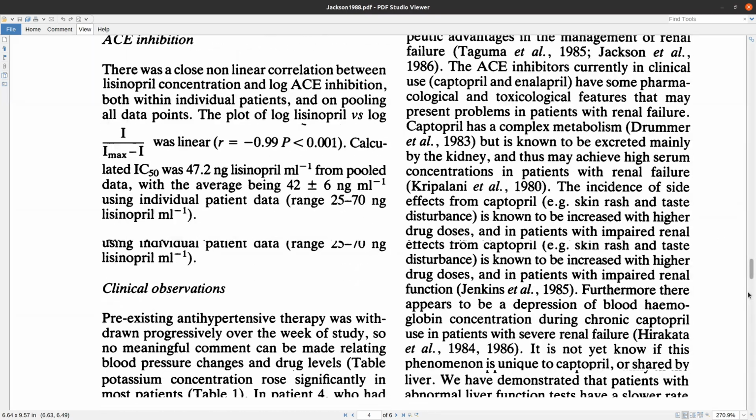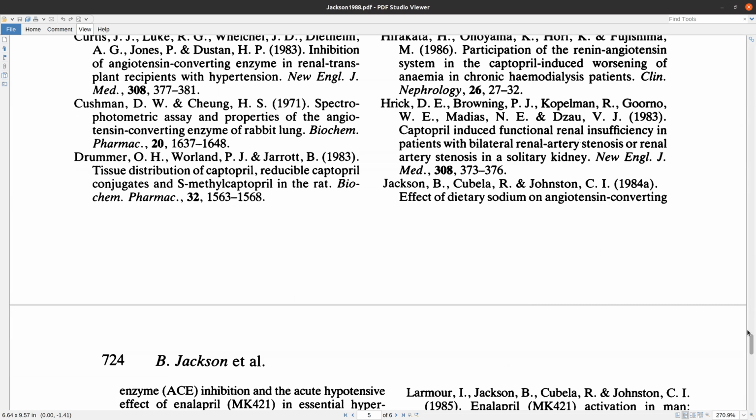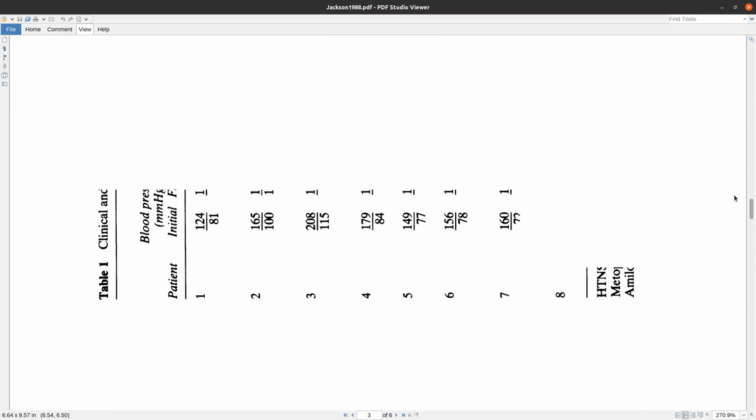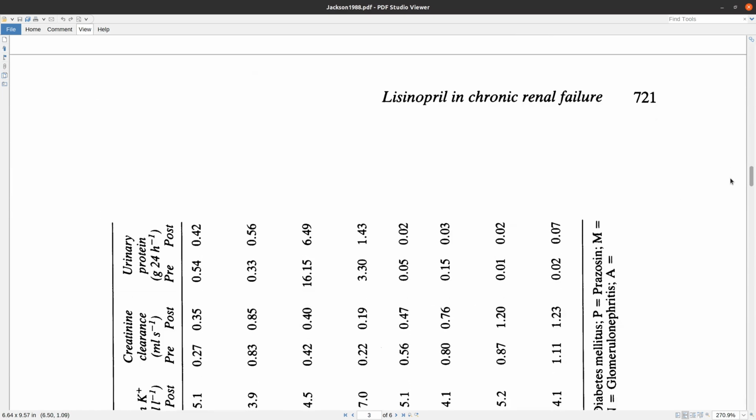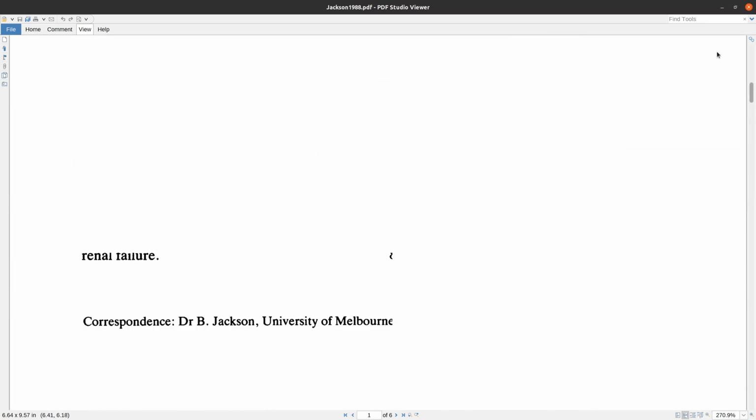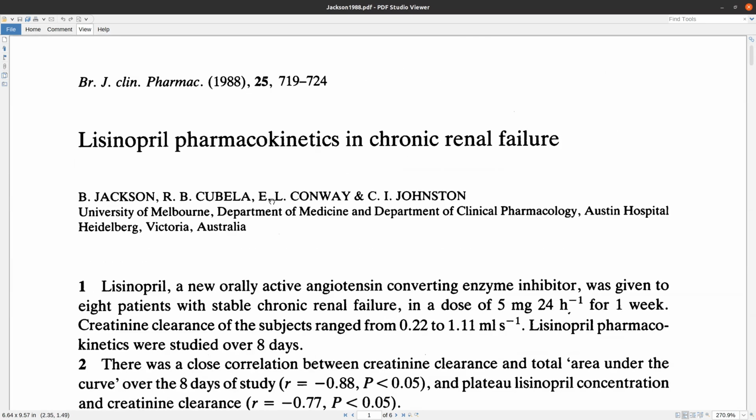And otherwise, okay. And this would also be an interesting subgroup, because renal, like I said, the subgroups we're interested in the end are hypertensive and probably renal impairment and cardiac impairment. So this is definitely an interesting paper.